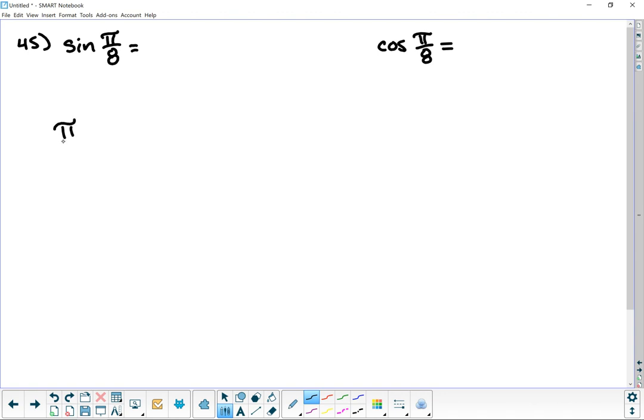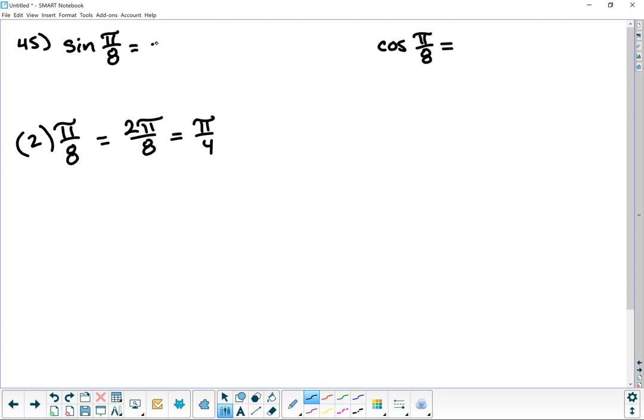So if you have pi over 8, and I know Mizell did this during third period, but if you want to do a double, you want to know if this is a half and you want to see the double of it, all you really have to do is just multiply it by 2, which is gonna get you 2 pi over 8. And if you reduce that divided by 2 each, you're gonna get pi over 4. So pi over 8 is actually half of pi over 4. So that's what we're going to use.